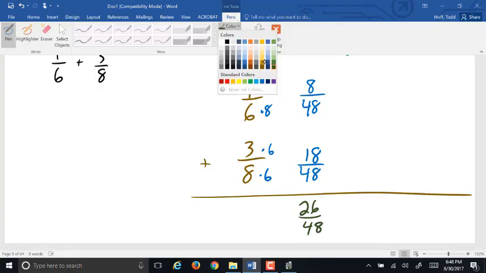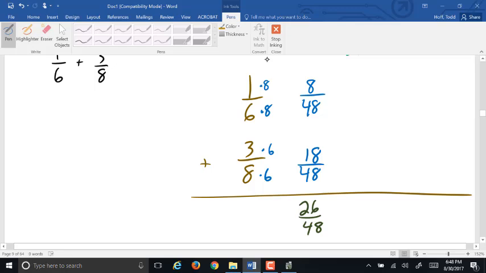When we get here, though, what we see is we have a fraction that has a numerator and denominator that are both even, both divisible by 2. Just like we could multiply the top and bottom by the same number, we can reverse that process to simplify a fraction. We can divide numerator and denominator by the same number. 26 and 48 can both be divided by 2. 26 divided by 2 is 13. 48 divided by 2 is 24. So 13 24ths. 24 actually would have been our least common denominator.